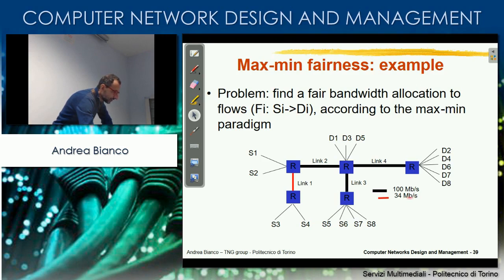And that's it. So we have one flow 1, which is doing this, you see. This is the path of flow 1. Flow 2 is going through links 1, 2 and 4. Flow 3 and 4, flow 3 is doing this path here. Flow 4 is doing this path here. And 5, 6, 7, and 8. 5 is just crossing link 3. 6, 7, and 8 are crossing link 4.